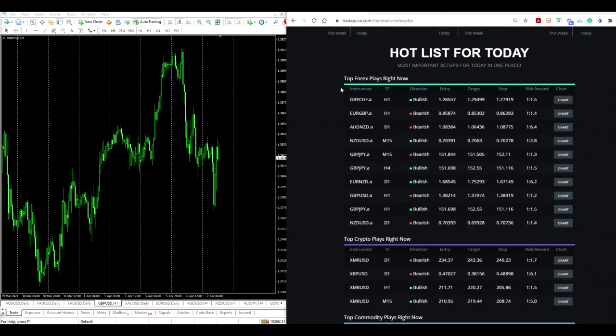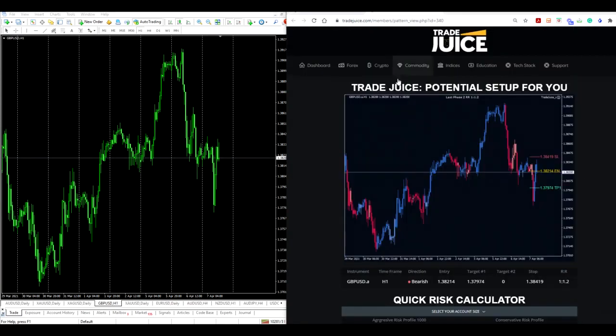Okay guys, so I'm on the TradeJuice platform, and I can see many potential entries here. I'm looking at this one here, the pound USD 1 hour for a bearish signal, and I've got my entry, target, stop loss, and it even lets me know where those points are on the chart. So this is my MT4 platform right here.